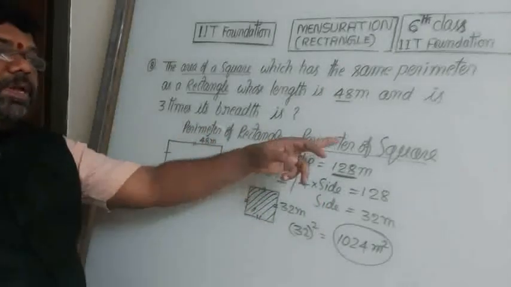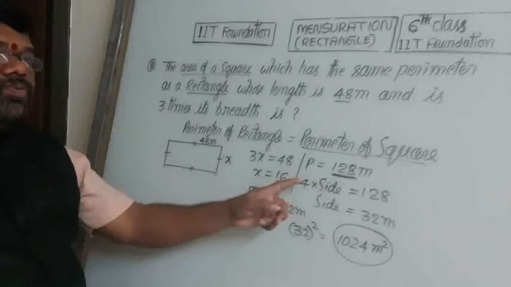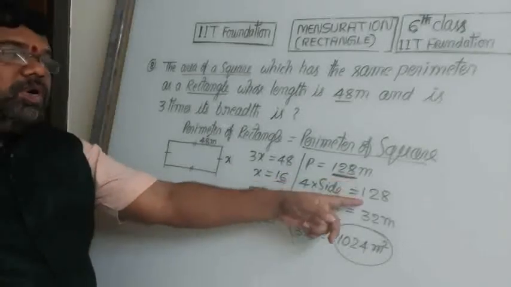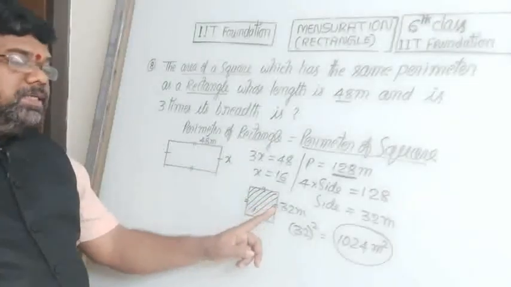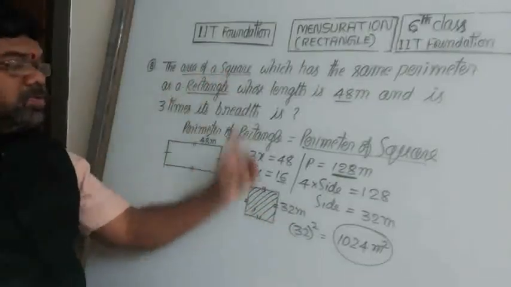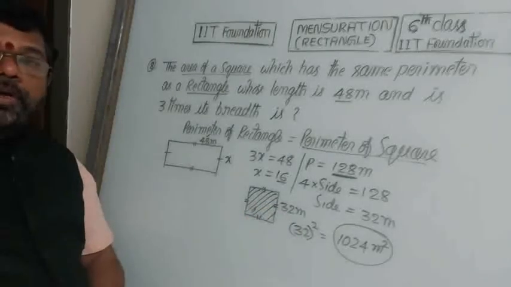Now that is equal to perimeter of square, it is given. Perimeter of square means 4 into side. 4 into side equal to 128. From that, side equals 32. Side of the square is 32. We require the area of a square. Area means side square, 32 square. So 1024.